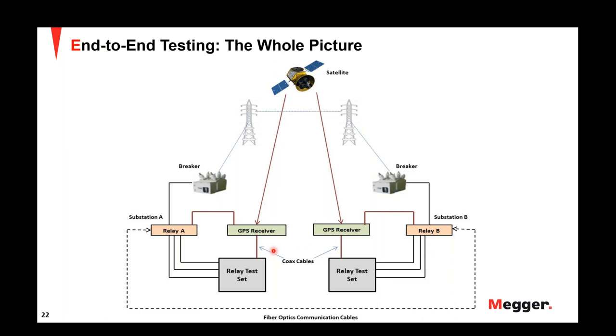And we also have GPS receivers, right? So the test sets are providing the analog quantities to the relays, but they also have a connection with the GPS receiver, which is getting the timing information from the satellites for synchronization purposes. So you would see some GPS units already installed in certain substations, because even the relays need to be synchronized with these systems. So all of them are in sync with each other, right? So this is the setup for end-to-end testing.